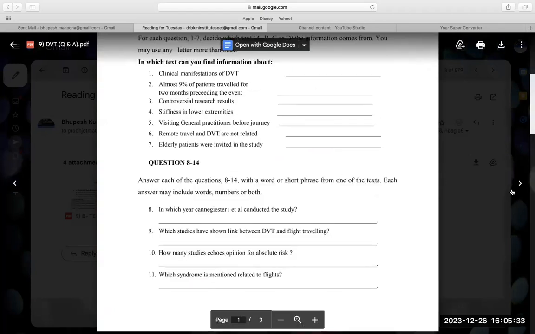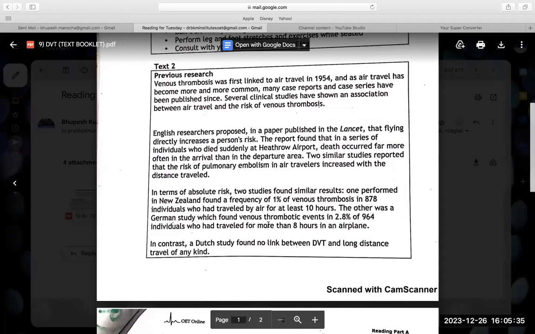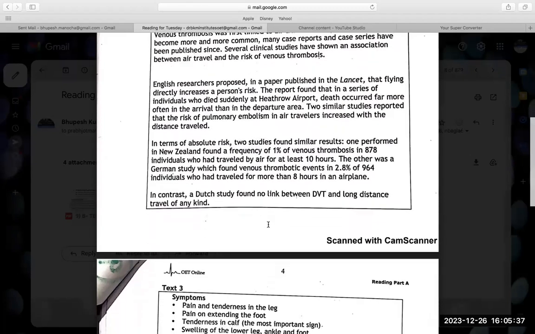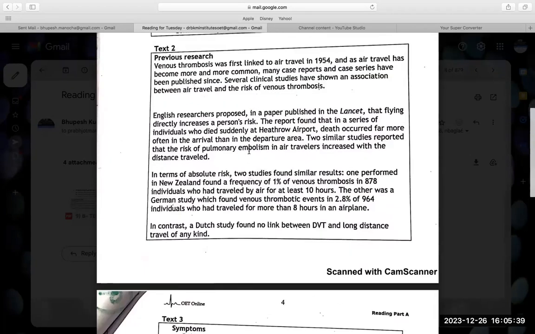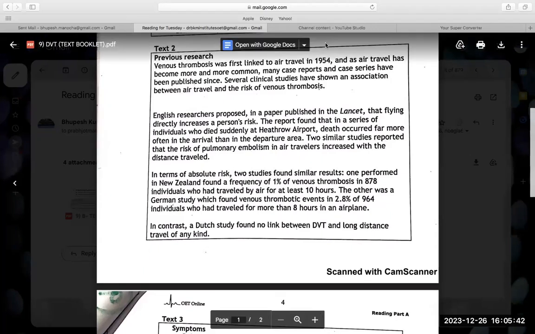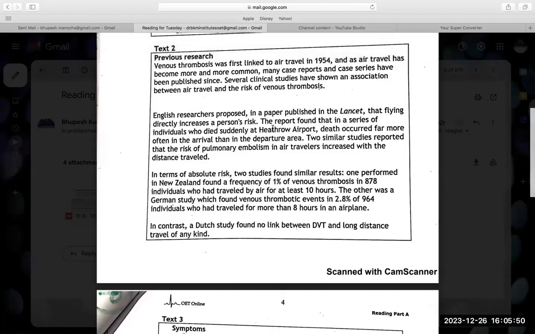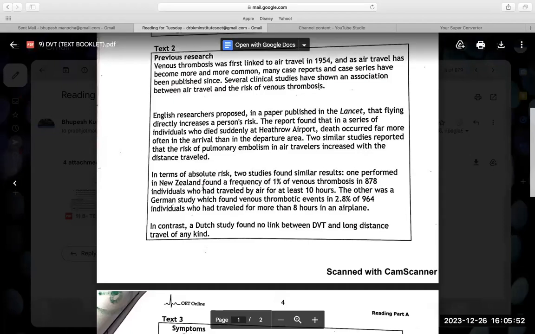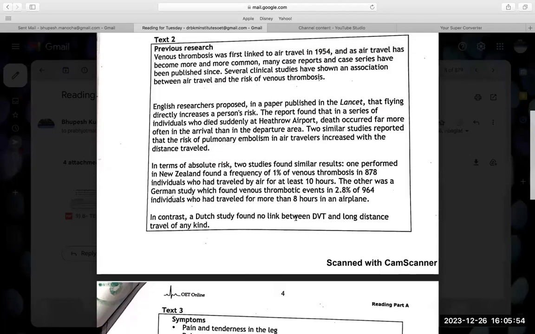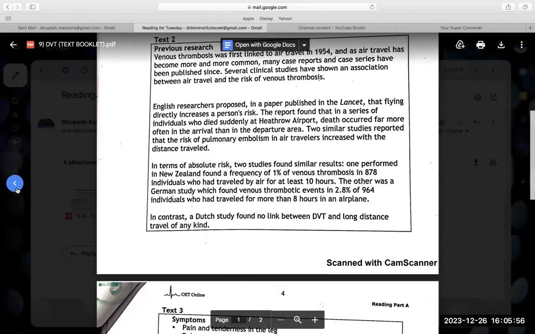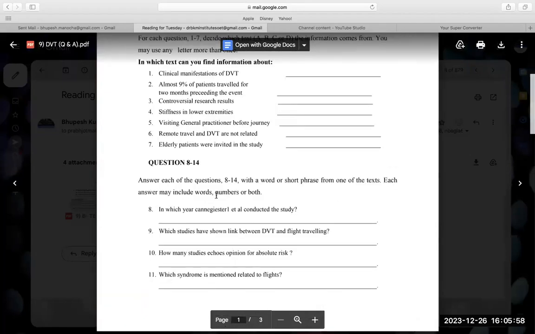And remote travel and DVT are not related. Remote travel word. Sir, second paragraph. Air travel has become more common. Some studies have shown an association, but not this one. Where exactly is it given? Sir, in contrast, a Dutch study found no link between DVT and long distance travel. Cool, but it is not an easy reading, to be honest.